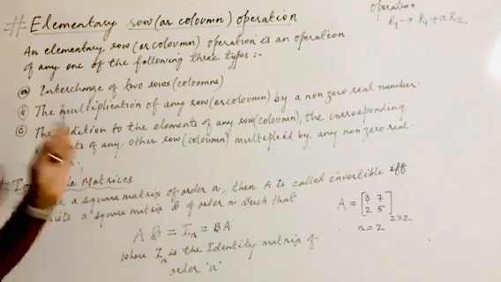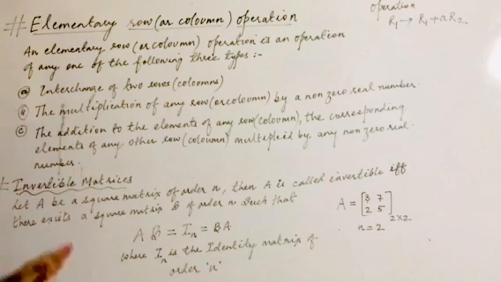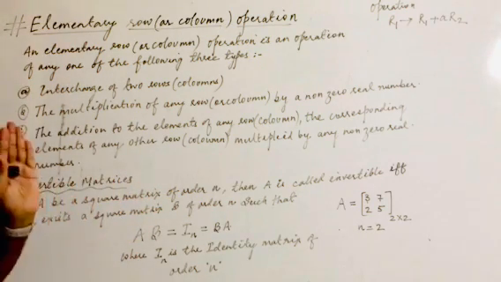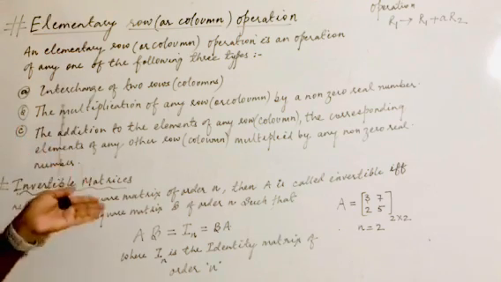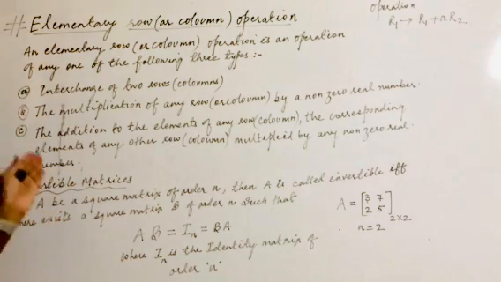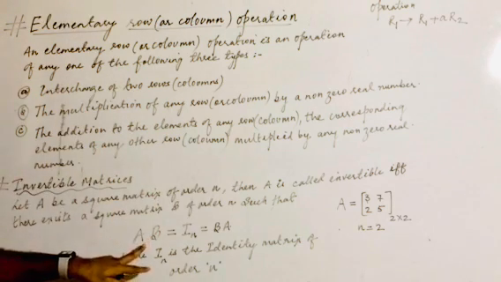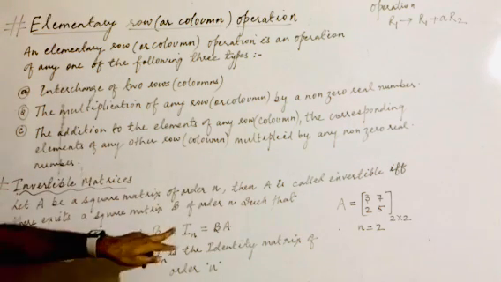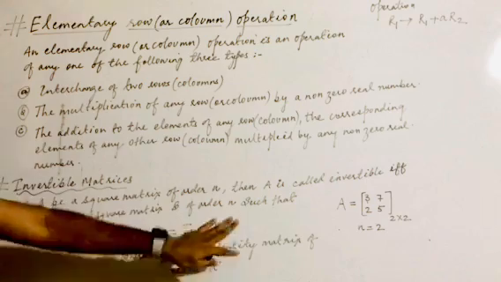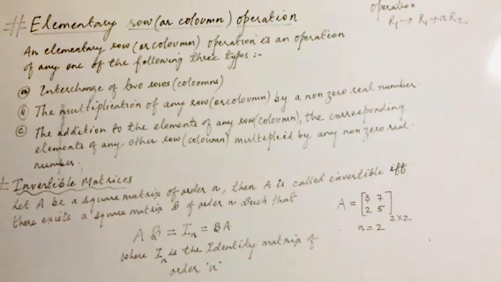Am I clear? Again I am repeating. Take the example that A is a square matrix of order n. Then we call that the matrix A will be invertible if and only if there exists a matrix B of the same order as A such that it satisfies the criteria: A multiplied by B equals the unit matrix, or B multiplied by A is also equal to the unit matrix.